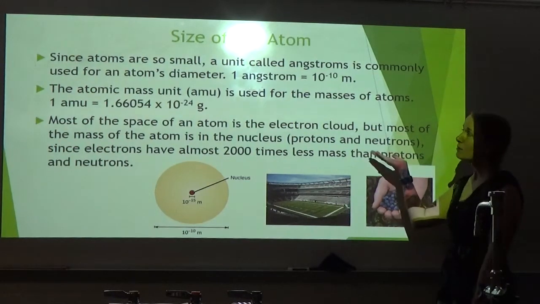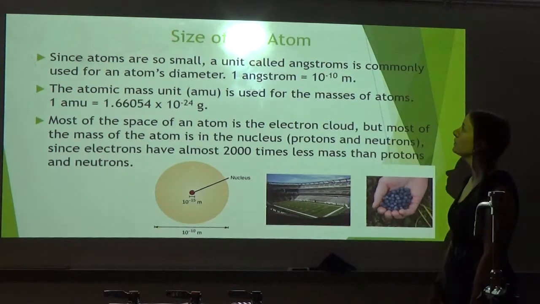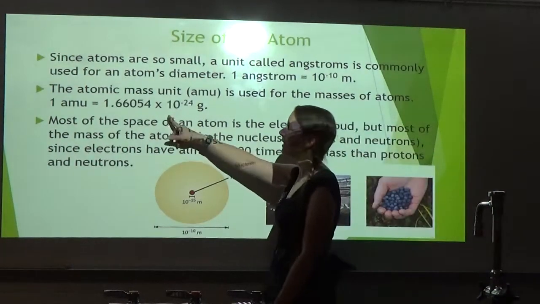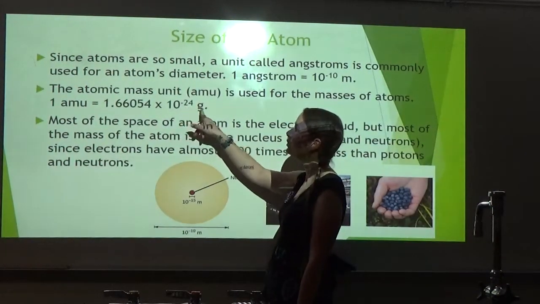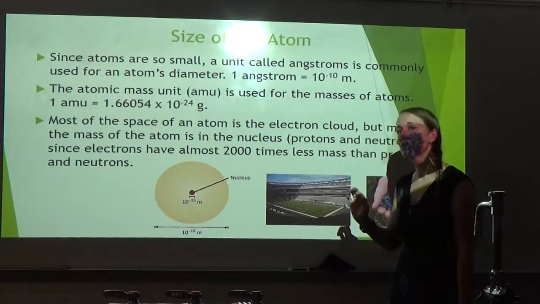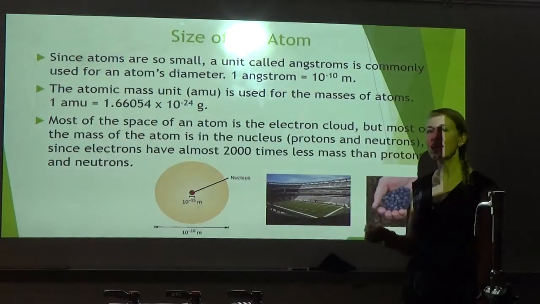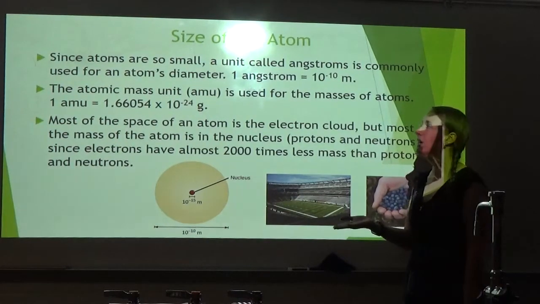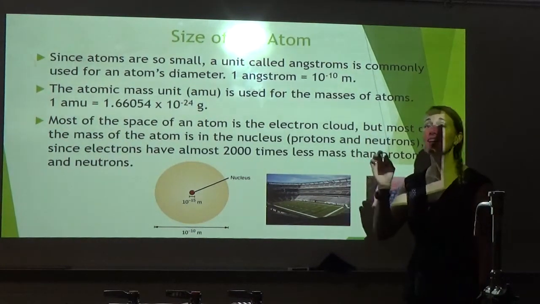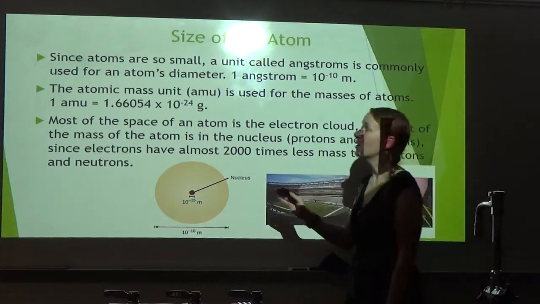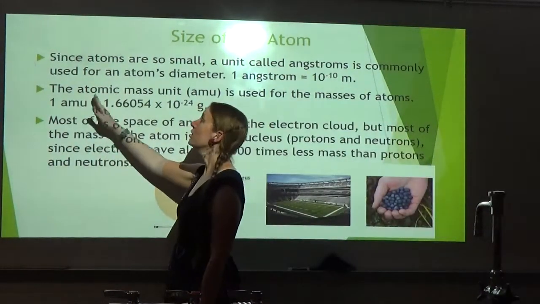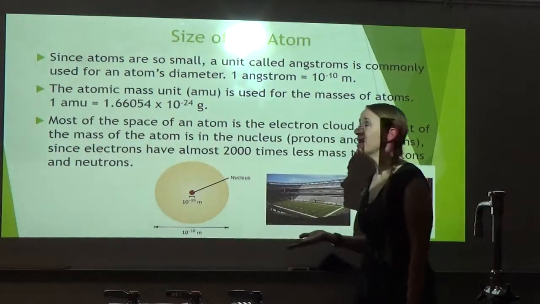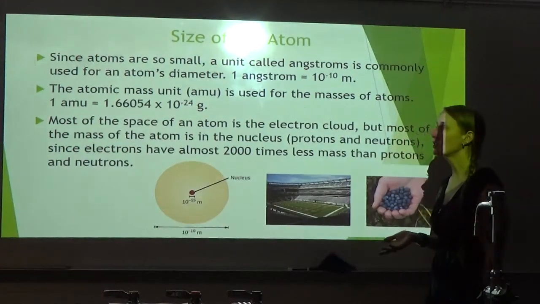So the atomic mass unit, or AMU, is used for the masses of atoms, and 1 AMU is 1.66054 times 10 to the negative 24 grams. So in other words, y'all, we're talking about 10 to the negative 24 grams. A gram is already only about the size of a paperclip, and we're talking about 10 to the negative 24. So we're talking about a decimal, 23 zeros, and then we start having numbers. So that's why we have AMU, because atoms, of course, are so tiny.